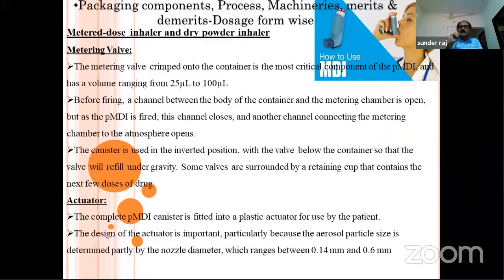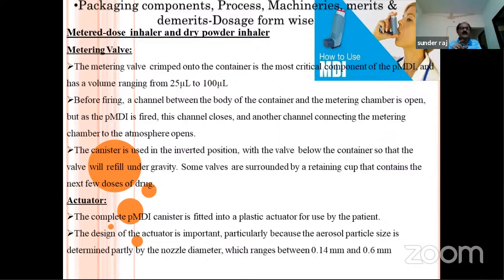Because here, the container is the most important. The container closure system is the most important, because it will dispense the desired amount of the drug. So most of the MDI container closures are patented. If somebody has patented the design of the container, you cannot use it. You can make the formulation, but you cannot use the container, because almost all container and closure systems in MDIs are patented technology. The whole innovation in MDI is based on the container system.